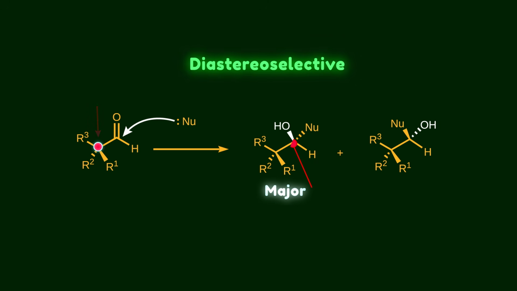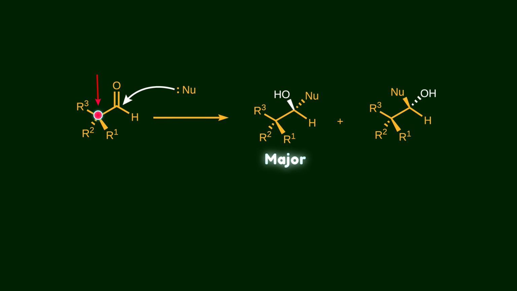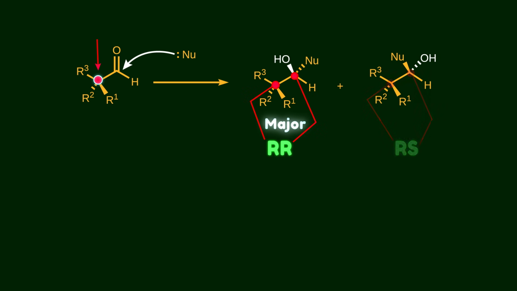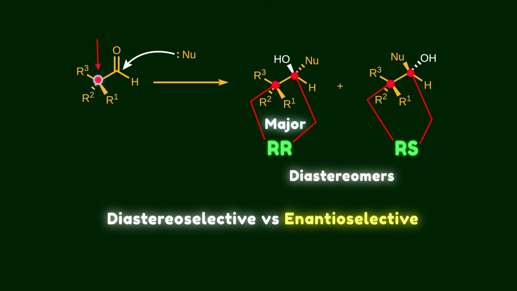Imagine this new chiral center has the R configuration, so the other stereoisomer has the S configuration. But the configuration of this carbon atom is not changed during the reaction. Imagine it has the R configuration, so the chiral centers of the final products are RR and RS. It means that they are diastereomers. So this is a diastereoselective reaction. I just wanted to clarify what the difference is between a diastereoselective and an enantioselective reaction.